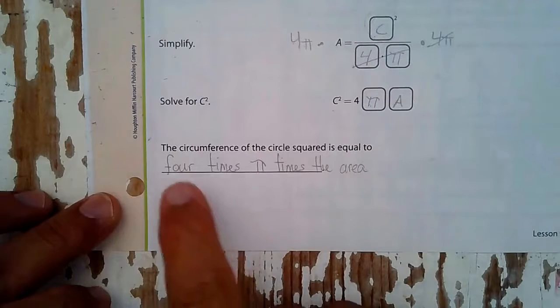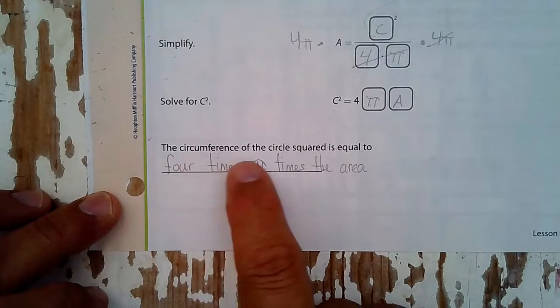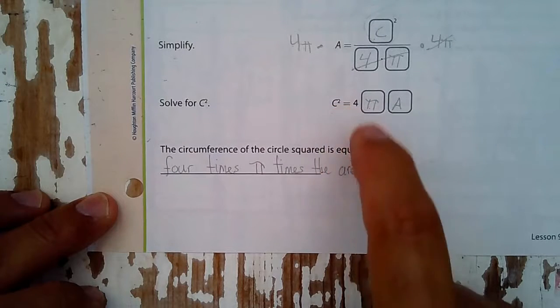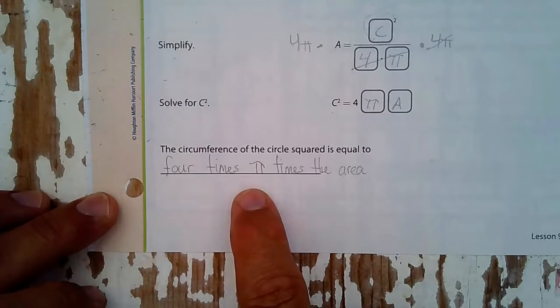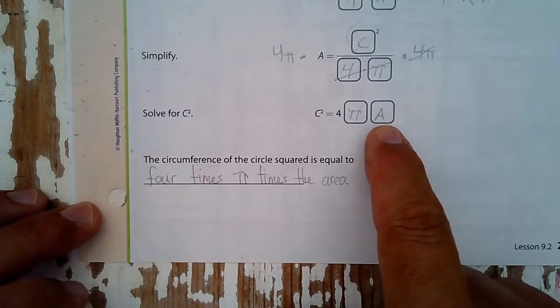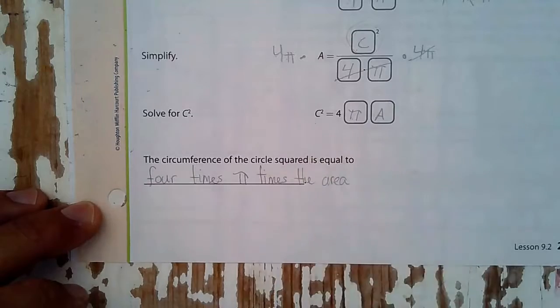What is the relationship between circumference and area? The circumference of a circle squared is equal to 4 times pi times the area. And in the next problem, we're going to use this relationship here.